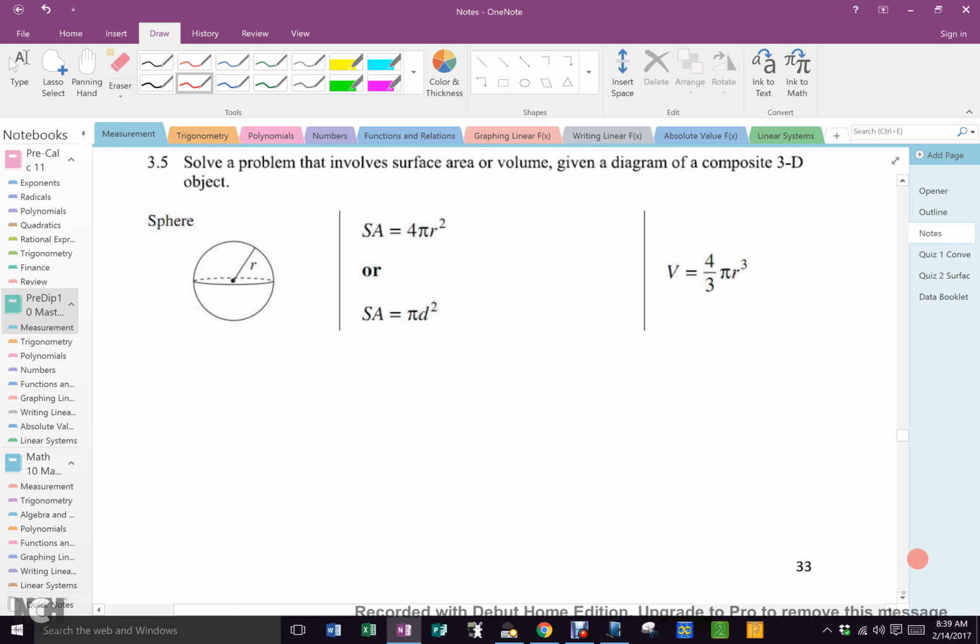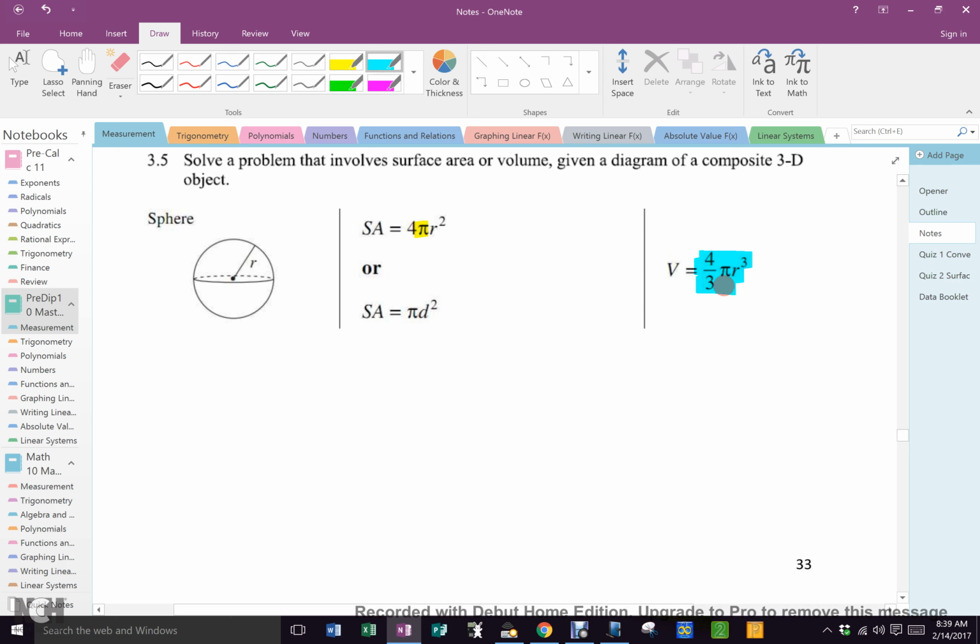These two are pretty self-explanatory, right? 4 pi r squared, pi d squared. That's surface area, easy peasy. Remember, because it's pi, you're going to leave your answers as pi, right? This one is a little more troublesome. I don't like writing this equation this way because it messes people up. I like to write this equation as 4 pi r cubed, then I divide by 3. That's how I like to do this, okay?